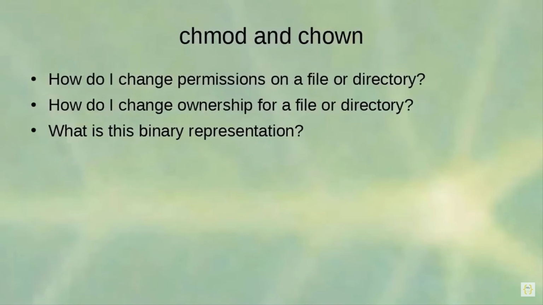chmod and chown. So chmod is to change the mode, or basically change your permissions, and chown changes your ownerships. So how do I change permissions on a file or directory? Well, you type in chmod, the new permissions, and then the name of the file you want to change it to. Chown, you can do chown, the new user, and then the file you want to change. And then you have both binary and non-binary representations we can look at.